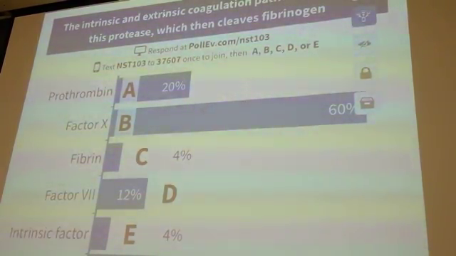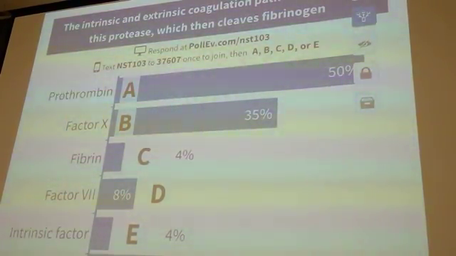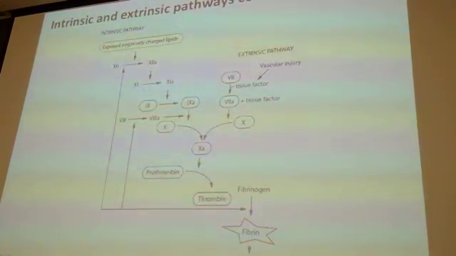So both intrinsic and extrinsic pathways will activate factor 10, which is indeed a protease. But prothrombin is actually the protease which mediates the cleavage of fibrinogen. So everybody got it correct. If you just remember the pathway, you probably don't have to remember all of this, but there are some key points that I would like you to remember.